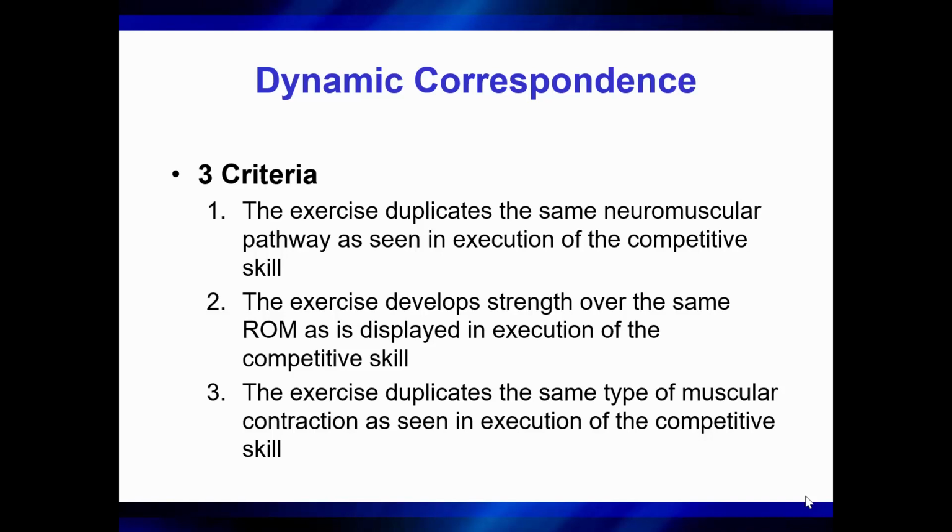The first is that the exercise duplicates the same neuromuscular pathway as seen in execution of the competitive skill. The second criteria is the exercise develops strength over the same range of motion as is displayed in execution of the competitive skill. And the third is that the exercise duplicates the same type of muscular contraction as seen in the execution of the competitive skill. So these three things need to be around to have a high degree of transfer.